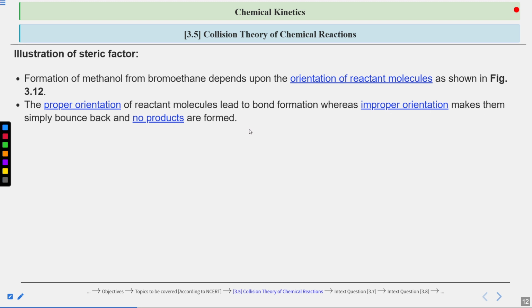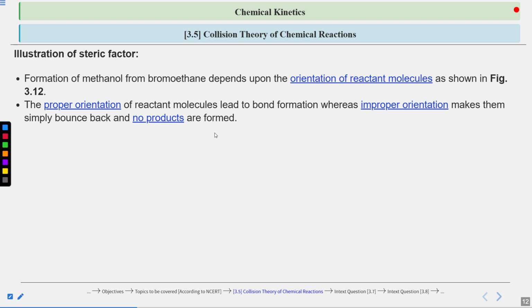no products are formed. So, if you are making methanol from the bromoethane, methanol means CH3OH. If you are forming the methanol from bromoethane, that is CH3CH2Br, it depends upon the orientation of reactant molecules. So this formation of methanol from bromoethane is going to depend upon whether the reactant molecules are properly oriented or not to get the correct product.